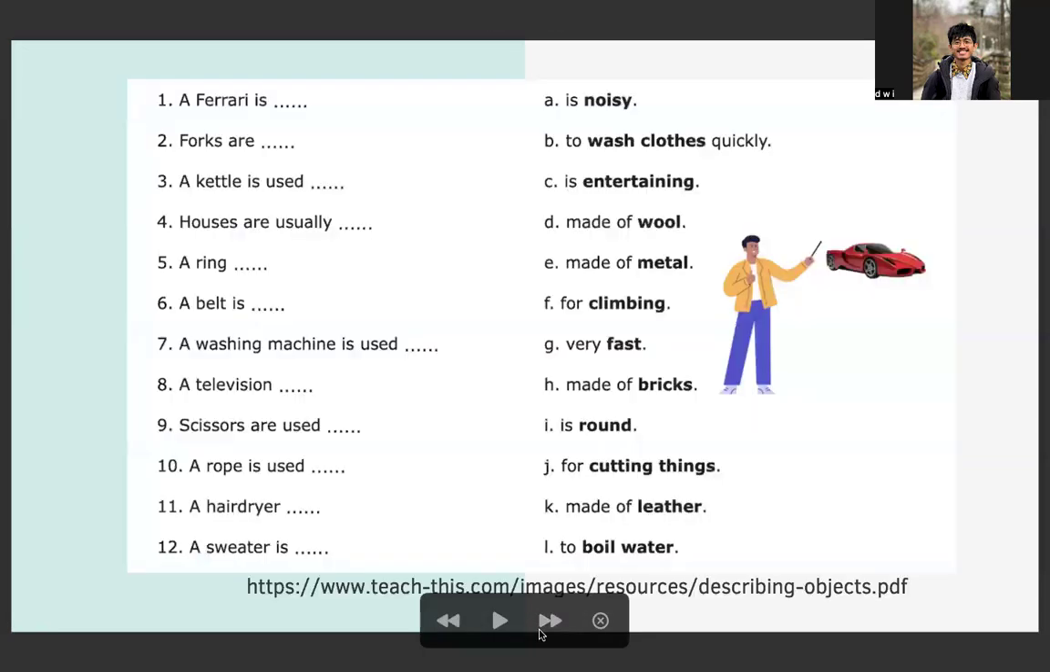Okay, now let's take a look at this. The left side is a list of objects, and the right side is the list of descriptions of an object. Now let's start first with number one, a Ferrari, and I will give you some time to think before I continue talking about it.